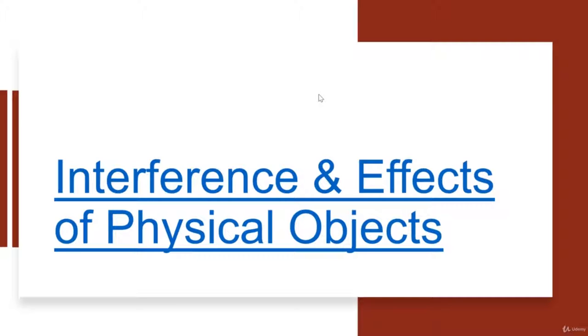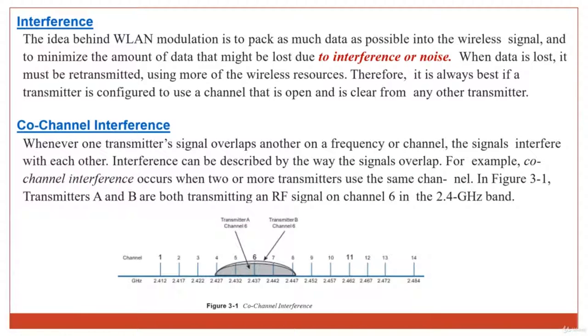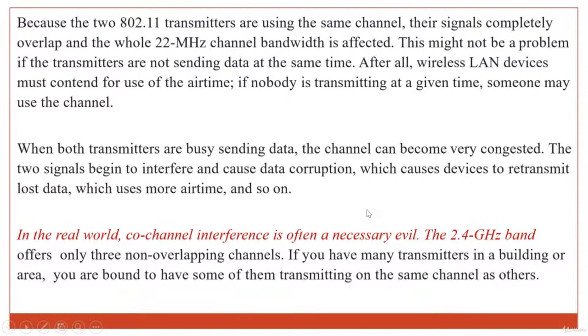Next topic, we have interference and effect of physical object. Now, interference is nothing but noise. It means that you are sending some signal and it has some overlap. Here you can see that the overlap may be with the same channel, so different transmitters having the same channel and they are overlapping.